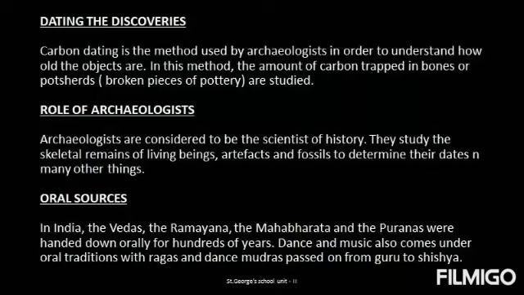An important method used by the archaeologists to know all these things is known as carbon dating. In this method, the amount of carbon which is trapped in bones or potsherds, which are broken pieces of pottery, is studied in order to understand how old the objects are. So in this way, with the amount of carbon present in the bones or the broken pieces of pottery, we come to know how old these objects are.